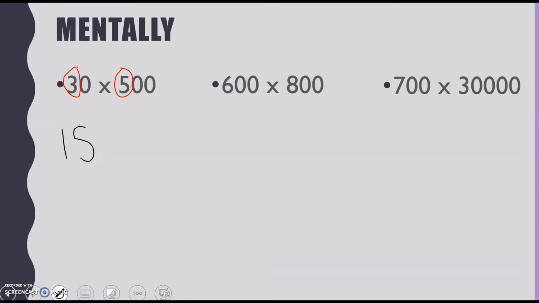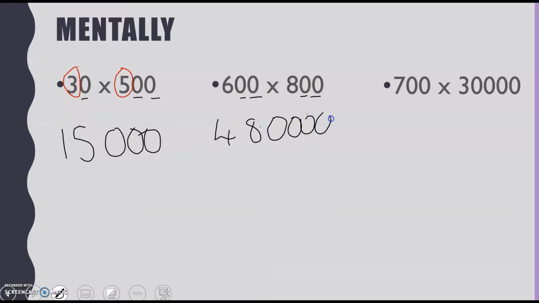I'm then looking at the end of these numbers here, and I've got 1, 2, 3 zeros, so I'm going to put 1, 2, 3 zeros at the end to give me 15,000 for my answer. This time I've got 6 times by 8, which gives me 48, and I've got 1, 2, 3, 4 zeros this time, so 1, 2, 3, 4 zeros in my answer, and that tells us that 600 times by 800 is 480,000.